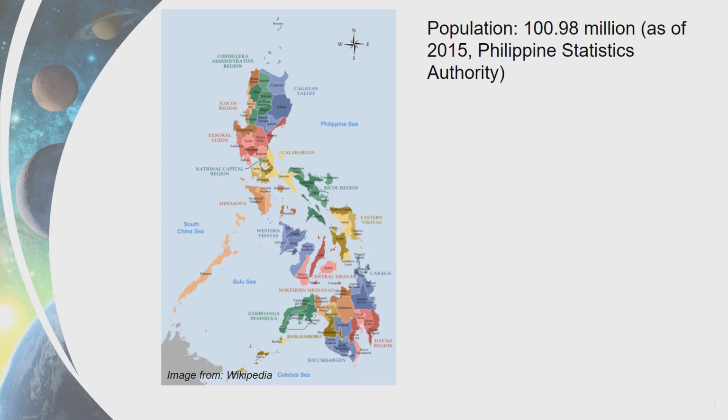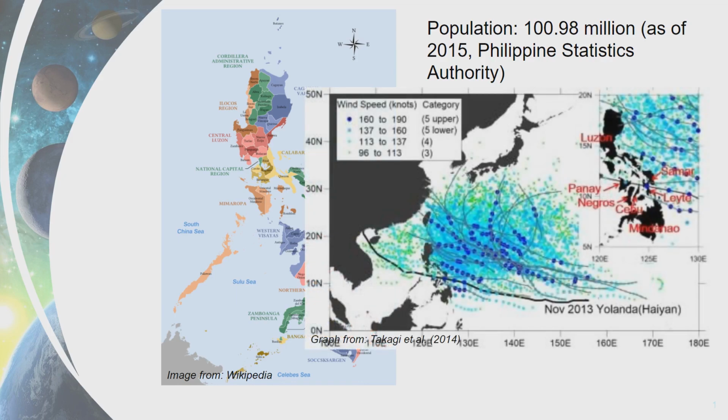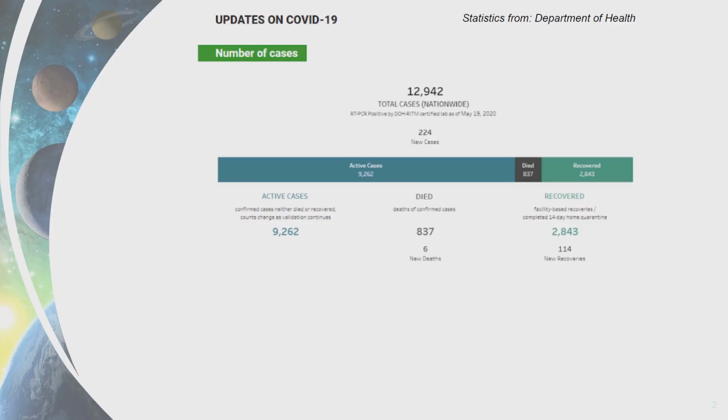The Philippines is home to more than 100 million people. It is a country susceptible to severe weather. Annually, around 18 to 19 typhoons enter its area of responsibility, with 8 to 9 typhoons making it to land. In addition to this, rain and floods caused by monsoons also pose a threat to the country.